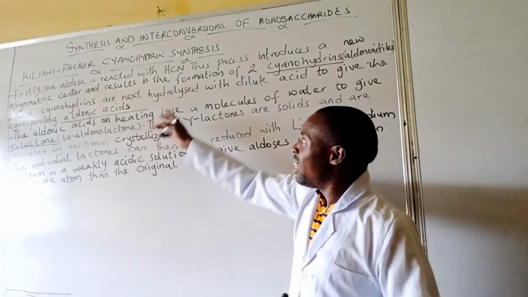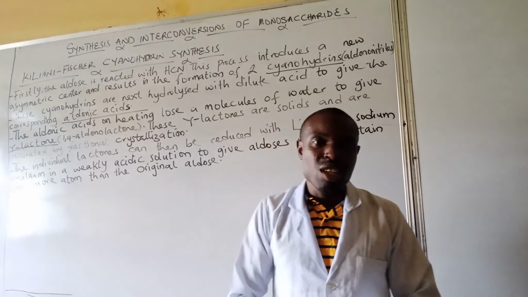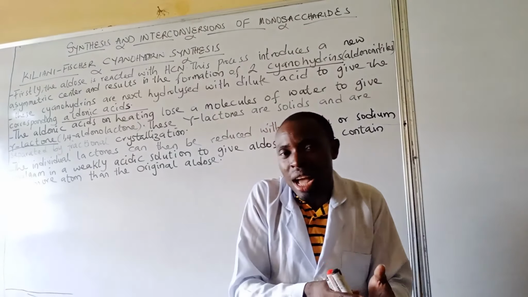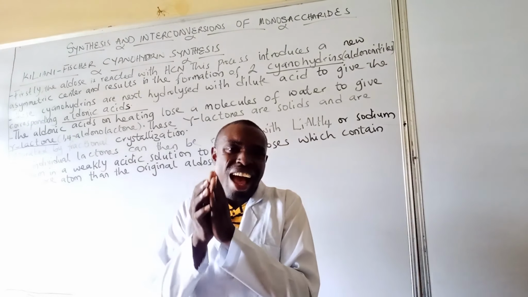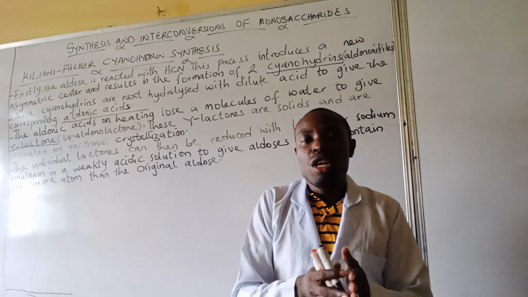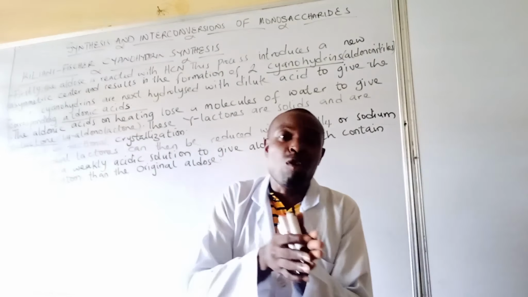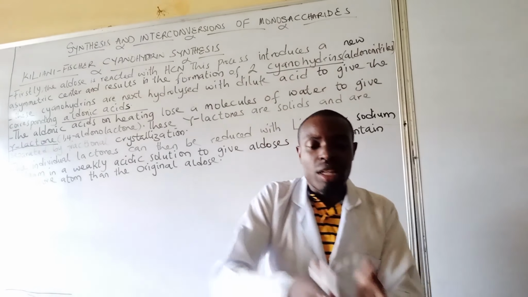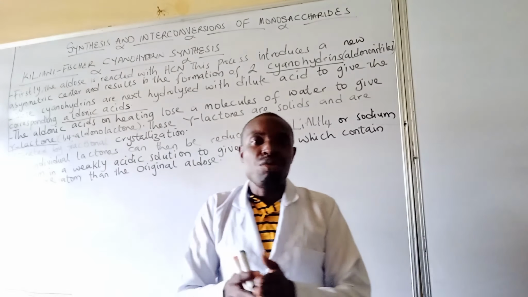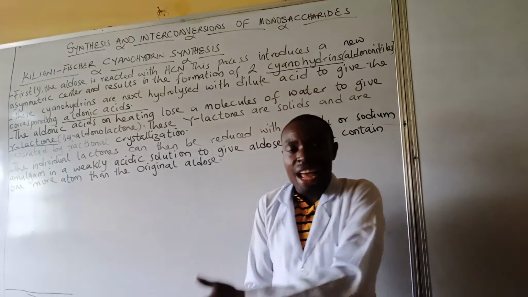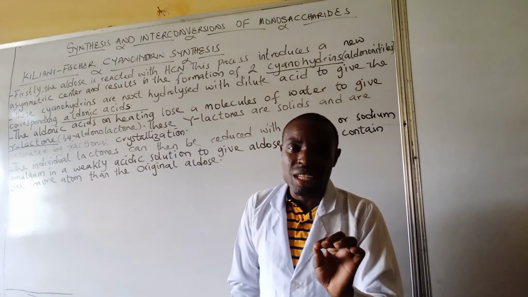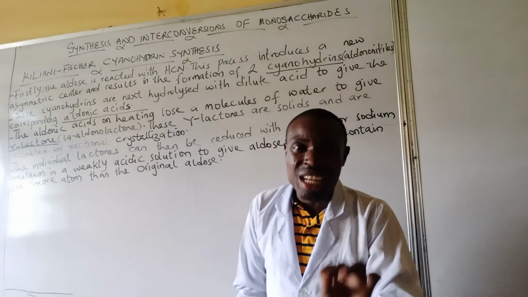So we're talking about the Kiliani-Fischer cyanohydrin synthesis, which falls under the conversion of an aldose sugar to the next higher aldose sugar. That is, the conversion of a pentose sugar to a hexose sugar, or conversion of a tetrose sugar to a pentose sugar, which is the next higher. Now, there are four basic steps involved in the Kiliani-Fischer synthesis.